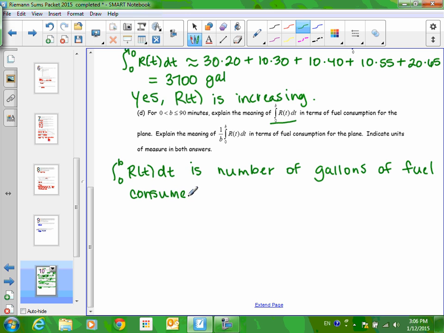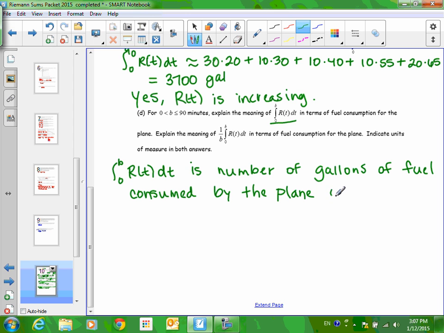consumed by the plane. You don't have to use this language, but something like this. You got to bring it back to the context of the problem. So it's the number of gallons of fuel consumed by the plane. So units, context, then interval, time interval. You have to include that.